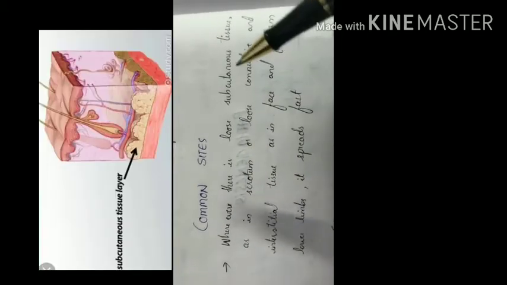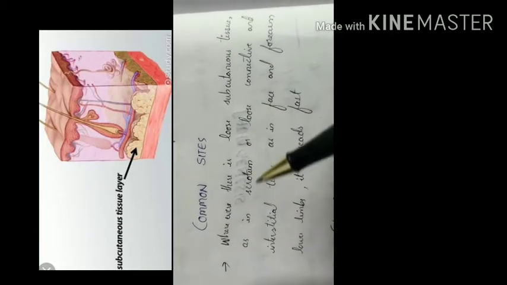Common sites where it can occur: wherever there is loose subcutaneous tissue, like in the scrotum, or wherever there is loose connective tissue and interstitial tissue, like in the face, forearm and lower limbs. In these places it will spread fast.